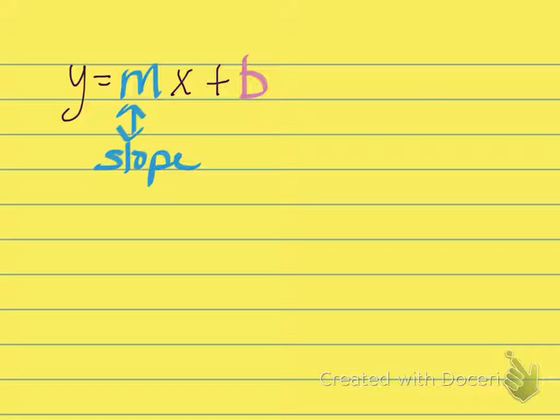So in the formula y equals mx plus b, m is the slope, b is the y-intercept. Remember, the slope is the number in front of the x. It is not with the x. The x is part of a coordinate.